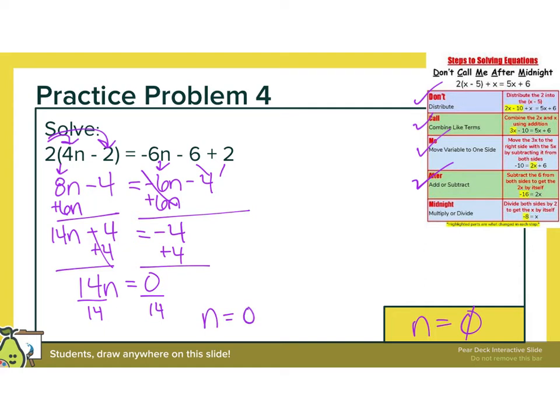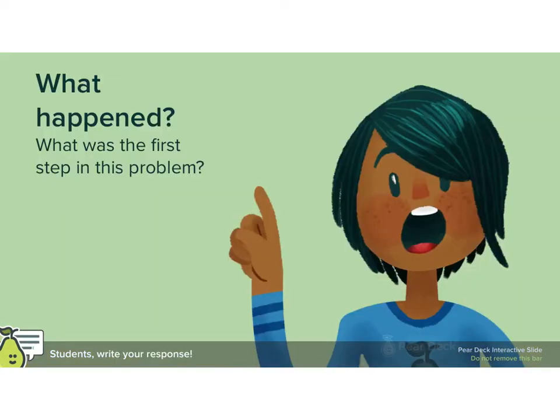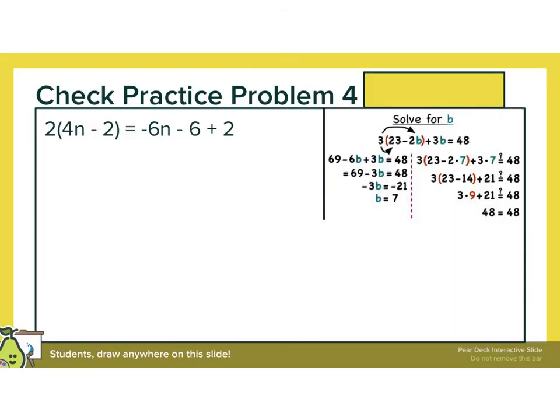But again, for the next slide, our first step is to distribute. The first step was to, this is sloppy, distribute. Now check it. I said n equals 0.